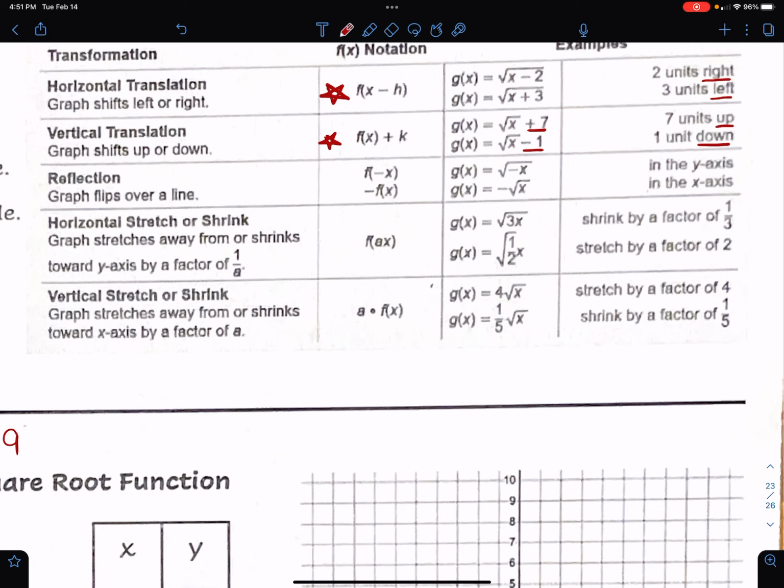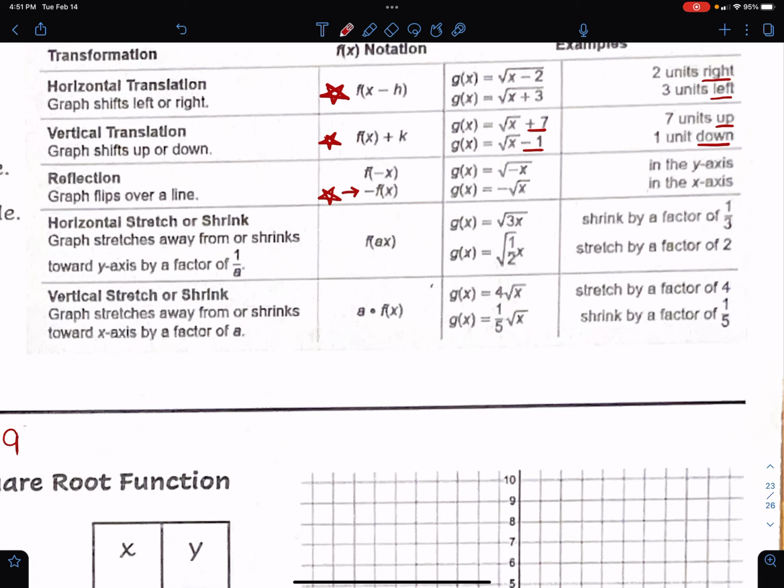For reflections, there's 2 types of reflections. There is a reflection underneath the radical, and there is a reflection outside the radical. The one that we are going to be using in this class is a reflection outside the radical. So not to say that there isn't one in the radical, that's just not one that I'm going to be working with, okay? All right, at this time. So horizontal stretch and shrink. Notice that they are a value in front of the x under the radical. Again, at this time, I'm not going to be talking about horizontal stretches and shrinks.